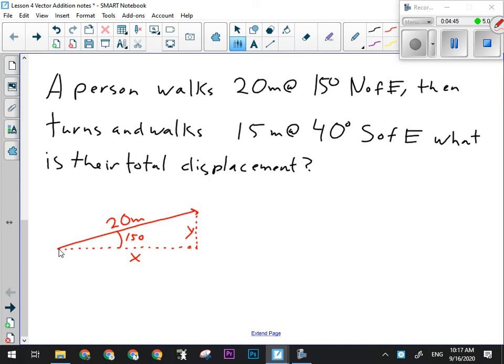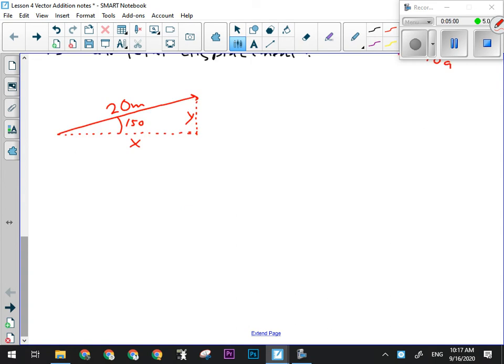Cos. So this is again where we have to remember our SOHCAHTOA. I can use cos because I am looking for the adjacent side. I have this angle and the hypotenuse. So the cos of 15 degrees equals the adjacent side, which is x, divided by the hypotenuse, which is 20 meters. So I'm just going to put the 20 in there right now. How would I solve for x? Multiply both sides by 20. All right, so x is going to be the cos of 15 times 20.